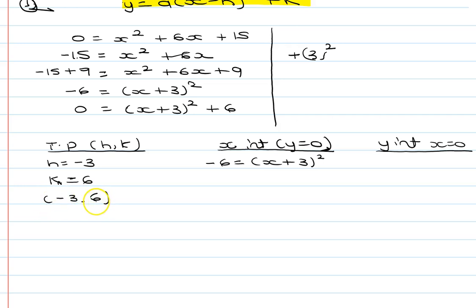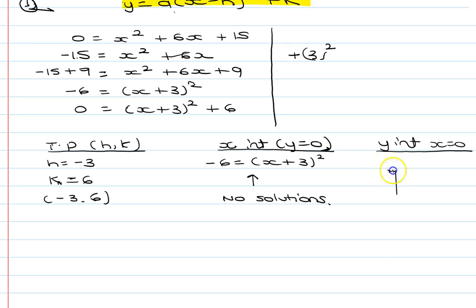6 is that y coordinate, so it's way above the x-axis. As we can't solve this, there are no solutions to our x-intercepts. The y-intercept, well, we just substitute x equals 0 into our equation. Now if I sub x equals 0 into this original equation of y equals, I get 15. So the y-intercept is 15.